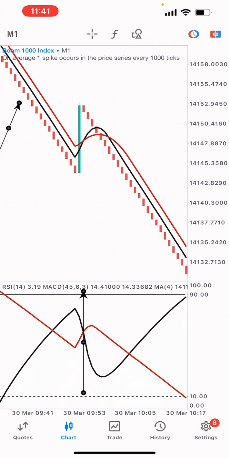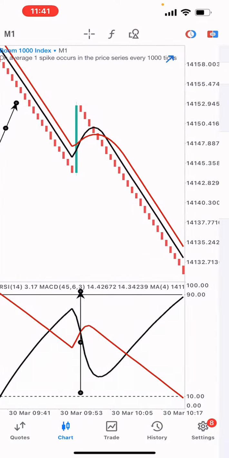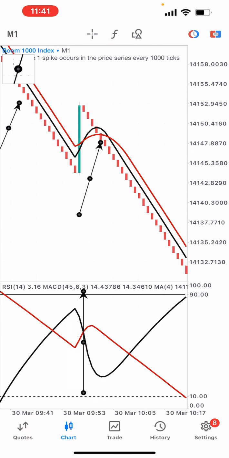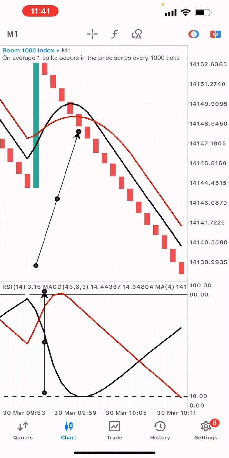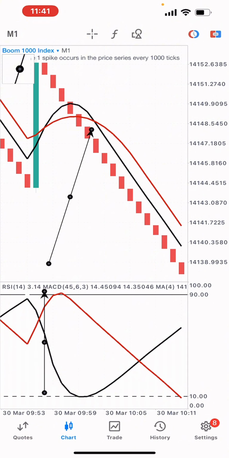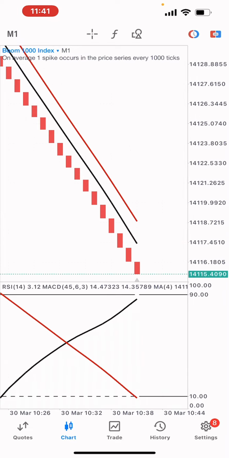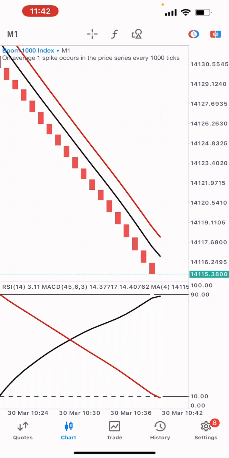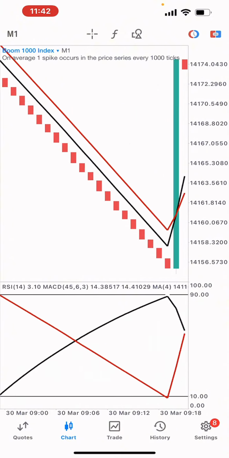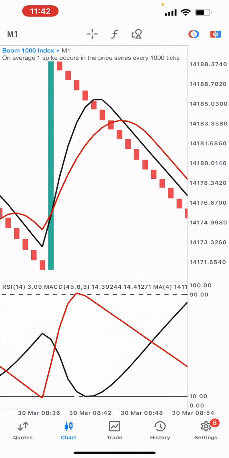Same thing happened here. There was a spike, and then the red indicator was still above while the black was still below. You can just sell right till the red indicator touches the buy zone. You can close your trades, guys. Whenever it touches, you can actually close your trade.